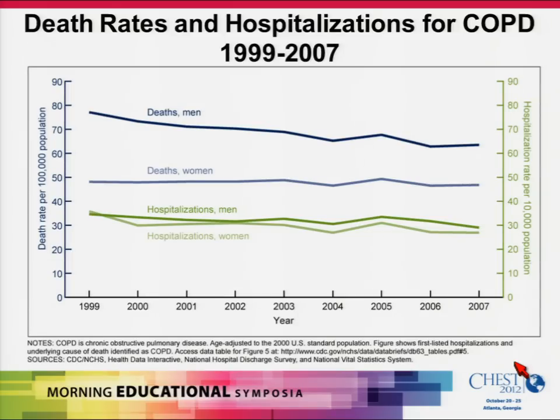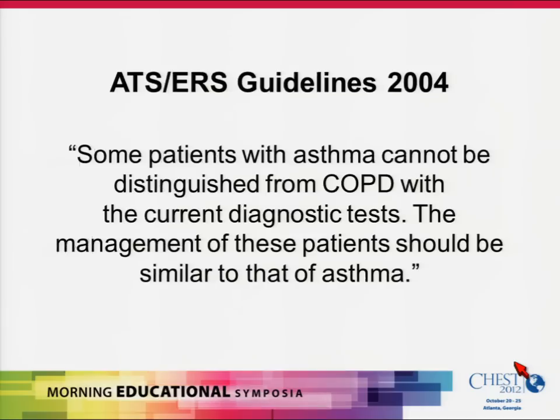While there has been a slight drop, at least as you see here, in men, death in women has not really changed over the last decade or so. And I think that this approach in distinguishing some of these phenotypic and endotypic features of COPD in the future, just like they are being done with asthma, will be helpful. So, yes, I think it does matter. I think it's important to distinguish these diseases.